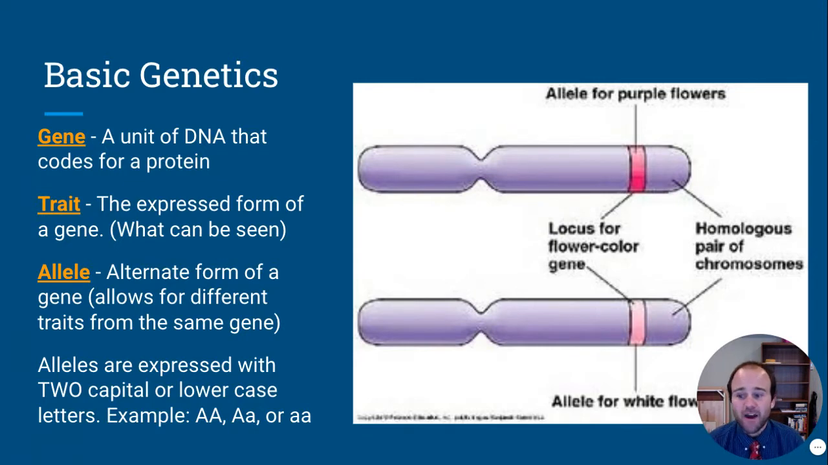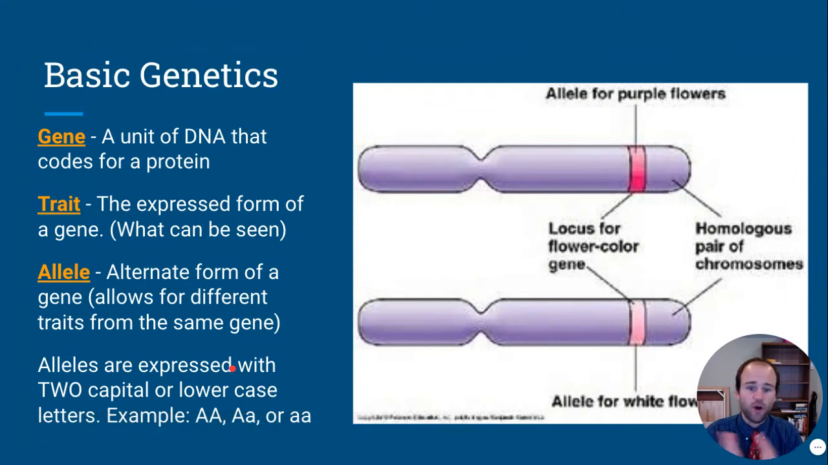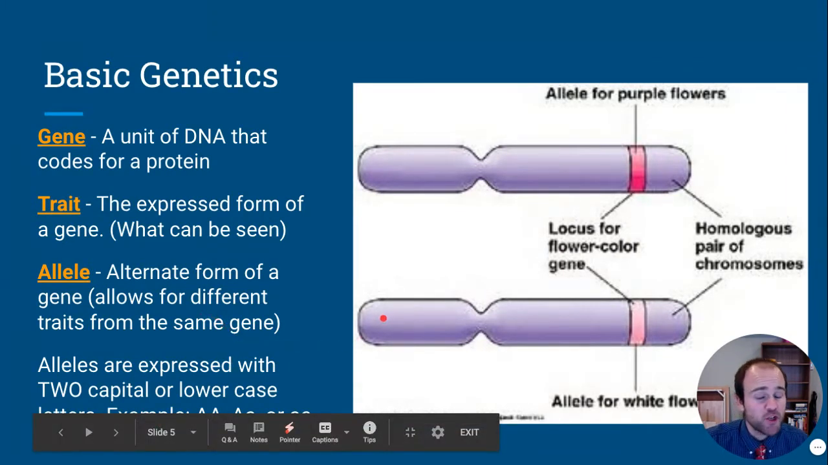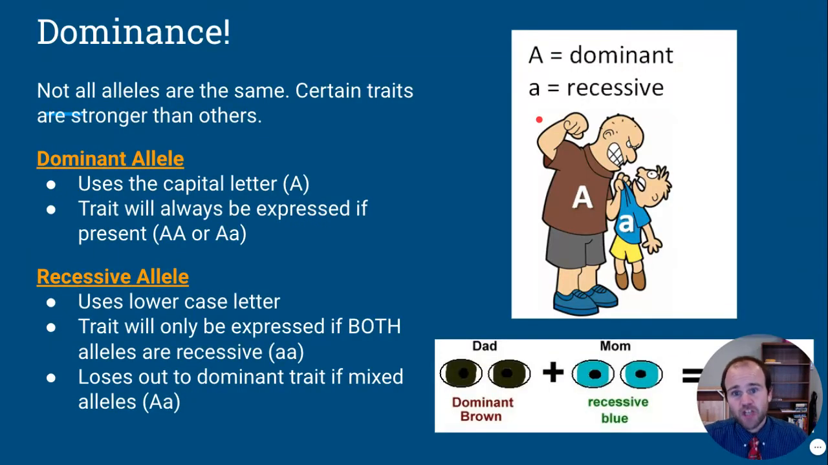When we write these out, we're typically going to write them with letters. So either two capital letters, two lowercase letters, or a capital letter and a lowercase letter to show which alleles the person has. And we would write two of them because you have two homologous chromosomes. The chromosome from mom will have one allele, the chromosome from dad will have a different one. Maybe those alleles are the same, maybe they're different. So that's going to come down to dominance.